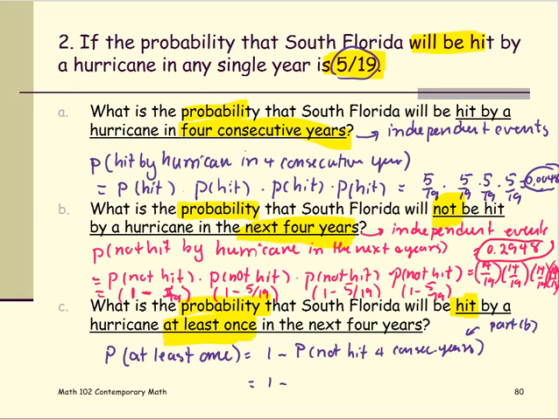So 1 minus 0.2948, and simplify the number to get 0.7052, which means it's about 70.52% chance that South Florida will be hit by a hurricane at least once in the next 4 years.